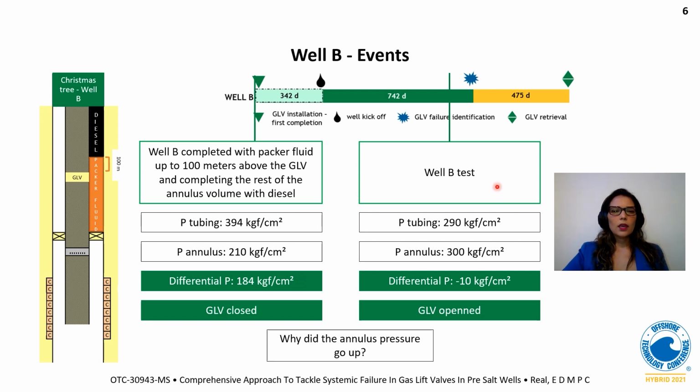The test carried out 1,000 days after showed the pressure in the tubing and the annulus became 290 and 300 kgf/cm², which reached a negative differential pressure of 10. This was a strong indication that while well B was producing, the gas lift valve was open. So, why did the annulus pressures go up?